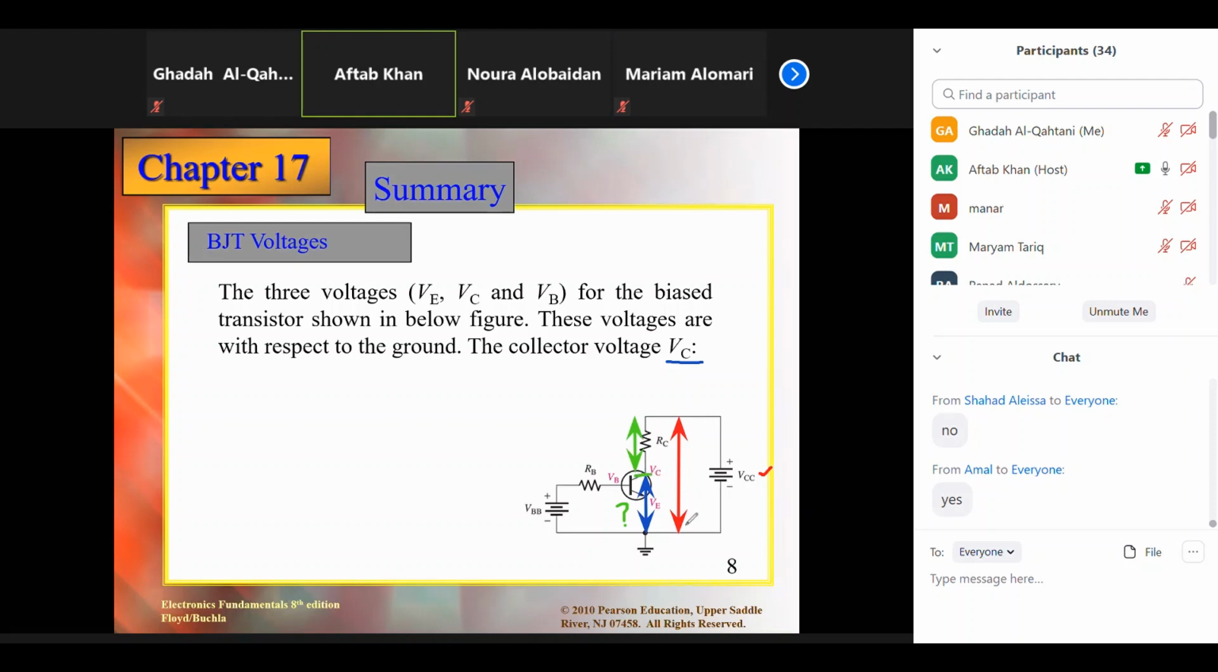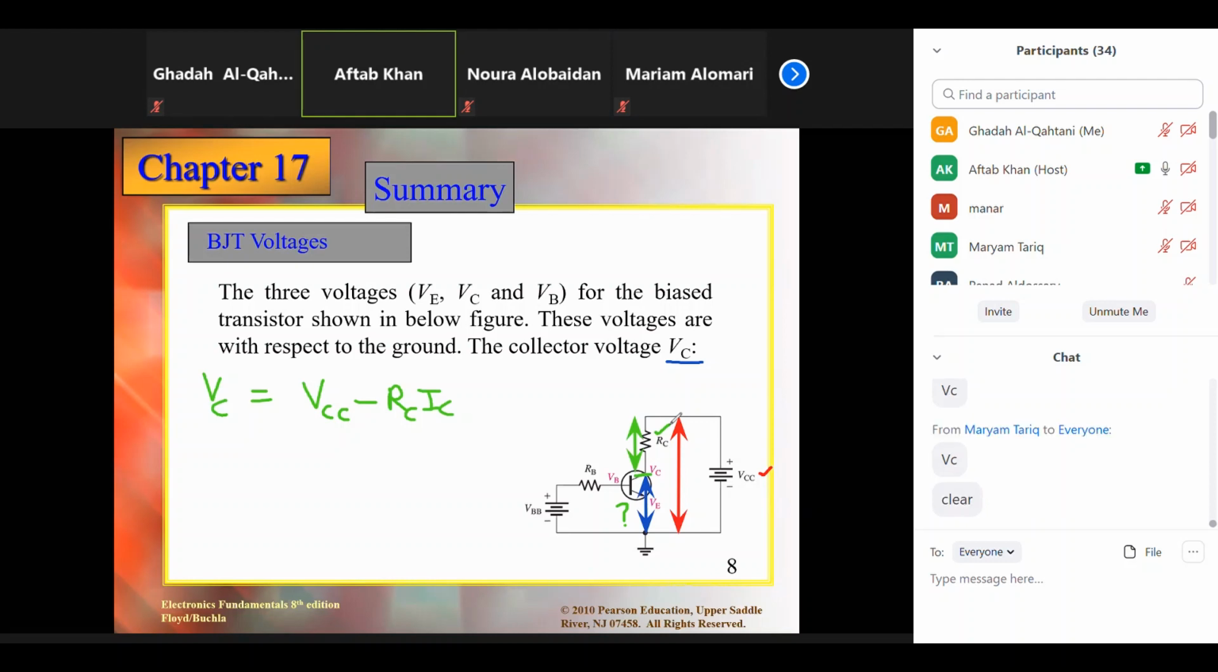So red, I know. What is red? VCC. And if I subtract the green color, green yani voltage across the resistance. And do you know how to calculate voltage across the resistance? RC into IC. If I subtract this one from the VCC, what will I be getting? I will be getting VC is equal to VCC minus IC into RC. Clear to all of you?